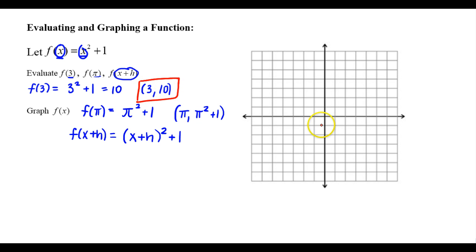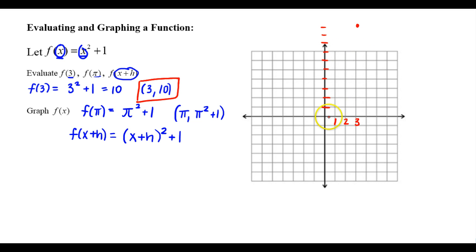We have one pair of coordinate points. We have 3, 10. So on my xy plane over here, I have 1, 2, 3. So 1, 2, 3, 4, 5, 6, 7, 8, 9, 10. We'll go off the grid a little bit. So here we have that coordinate point 3, 10 as part of my graph.